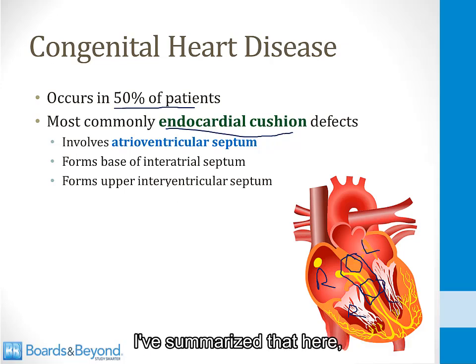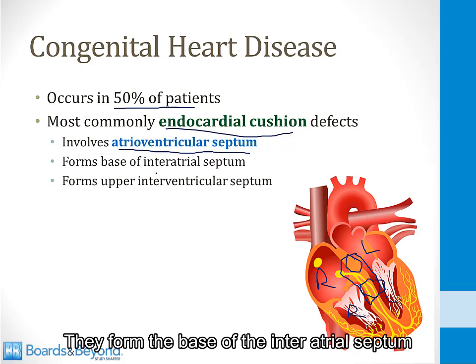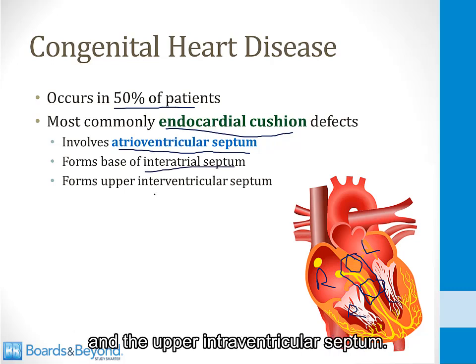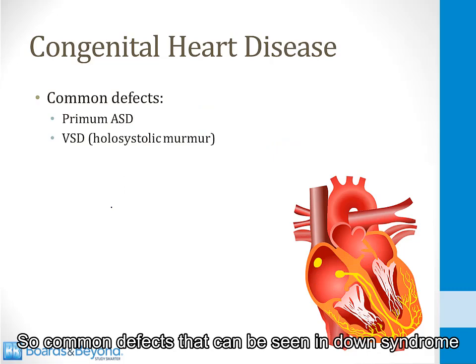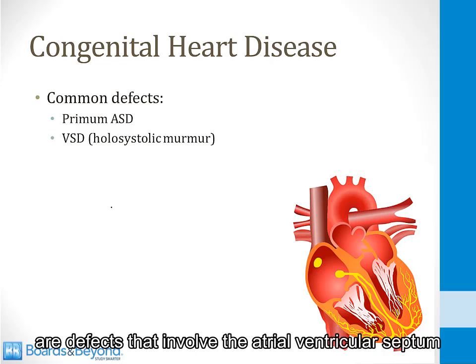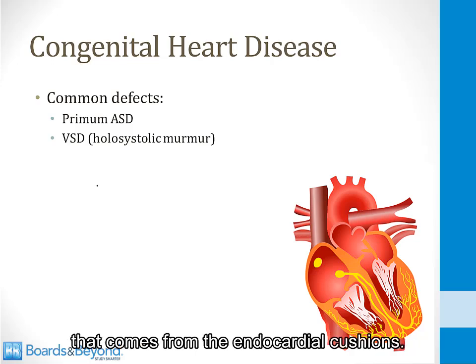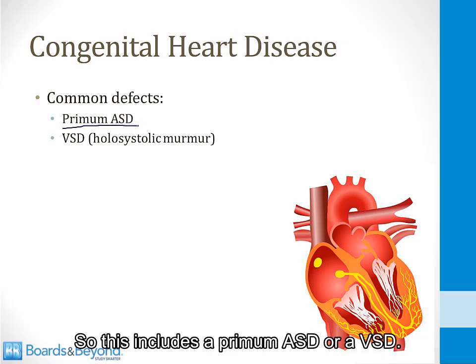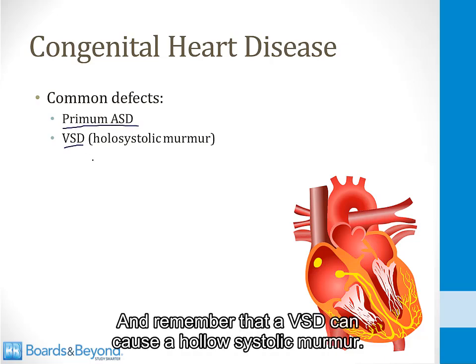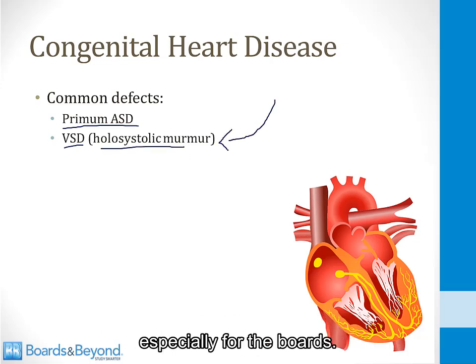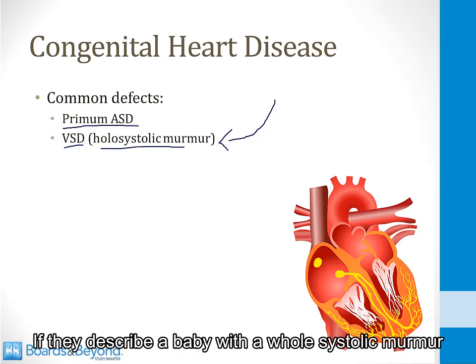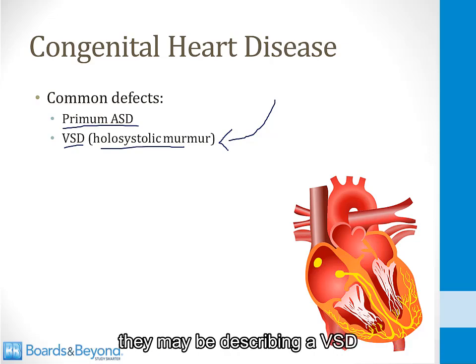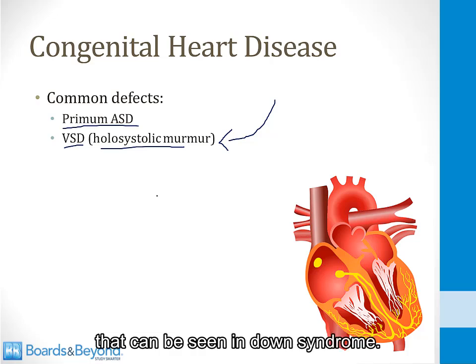And I've summarized that here. The endocardial cushions involve the atrioventricular septum. They form the base of the interatrial septum and the upper interventricular septum. So common defects that can be seen in Down syndrome, as I mentioned before, are defects that involve the atrioventricular septum that comes from the endocardial cushions. So this includes a primum ASD or a VSD. And remember that a VSD can cause a holosystolic murmur, and this is high yield for you to remember, especially for the boards. If they describe a baby with a holosystolic murmur, they may be describing a VSD that can be seen in Down syndrome.